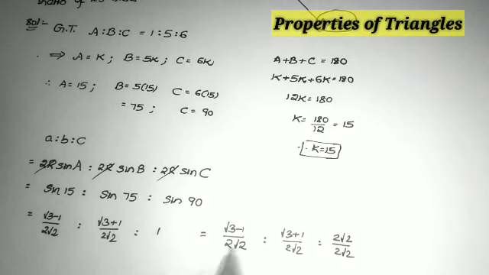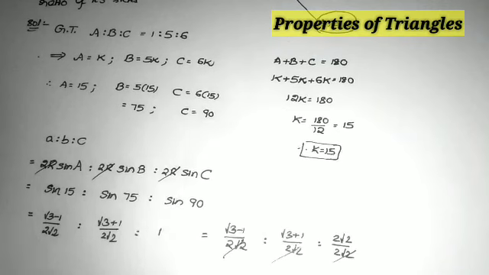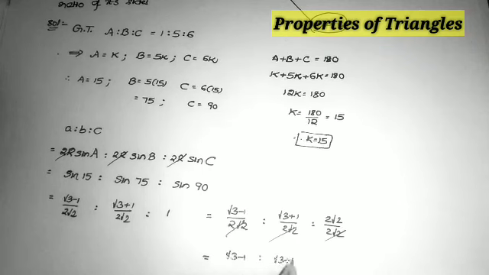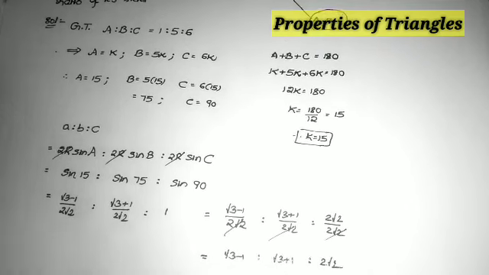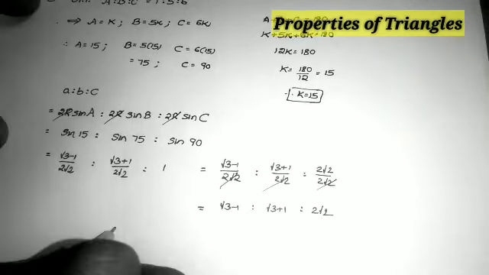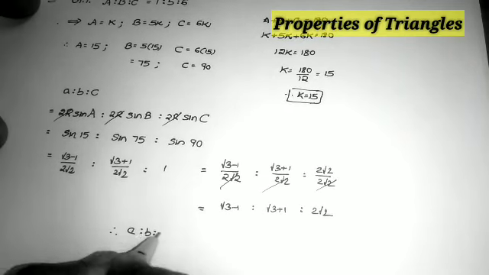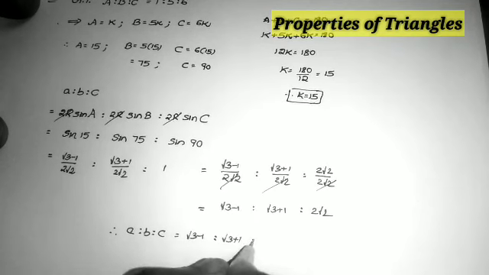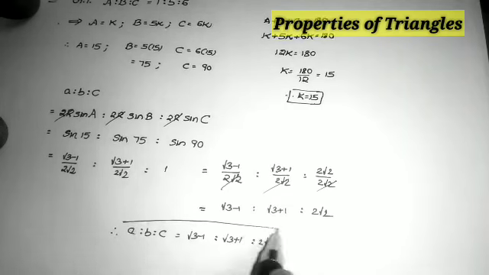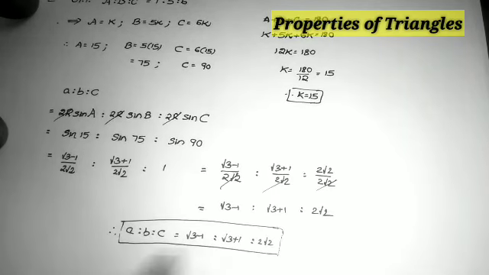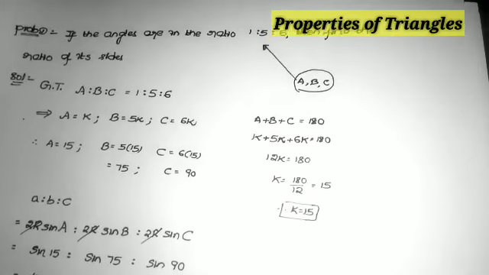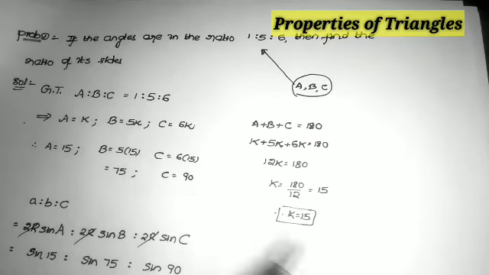For the cancellation purpose, I am taking this 1 as 2 root 2 by 2 root 2. Now here the denominator is cancelled. So the answer is equal to, writing the remaining values, root 3 minus 1 is to root 3 plus 1 is to 2 root 2. Therefore the ratio of the sides a is to b is to c is equal to root 3 minus 1 is to root 3 plus 1 is to 2 root 2. That's all, this is the answer. Very easy question. We just have to apply the sine rule to find the ratio of the sides. Before that we have to find the angles by taking this ratio. So this is the procedure.